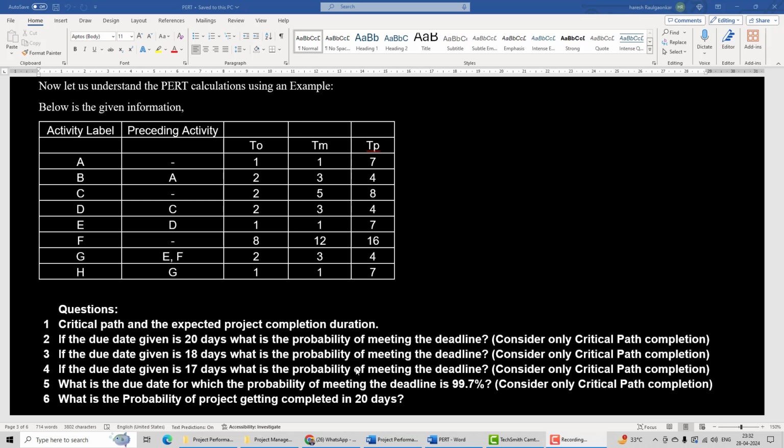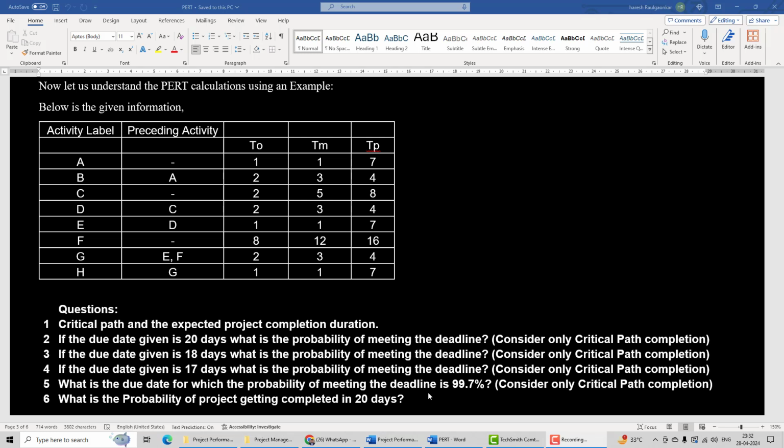Then the second question: if the due date is 18 days, what is the probability? The third question, or the fourth question: if the due date is 17 days, what is the probability? Right? So the fifth question is reverse.